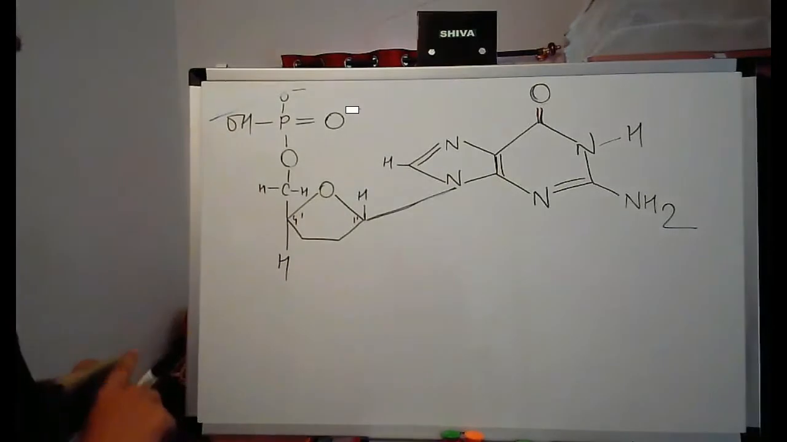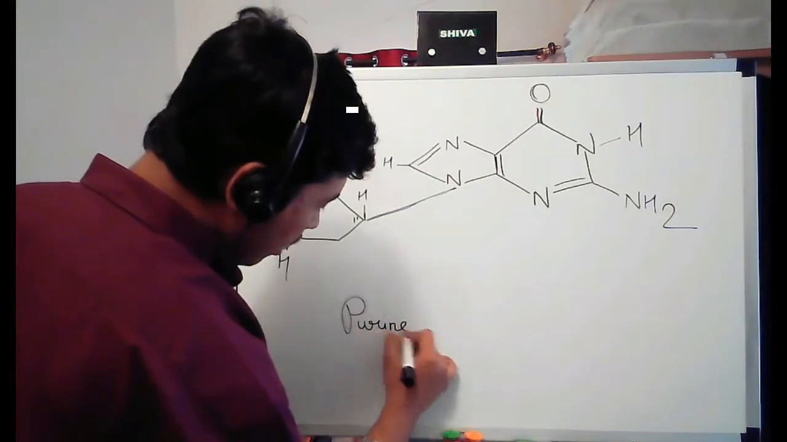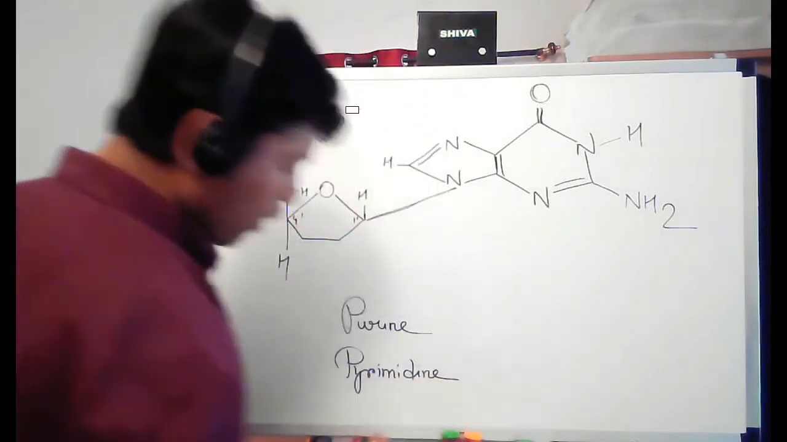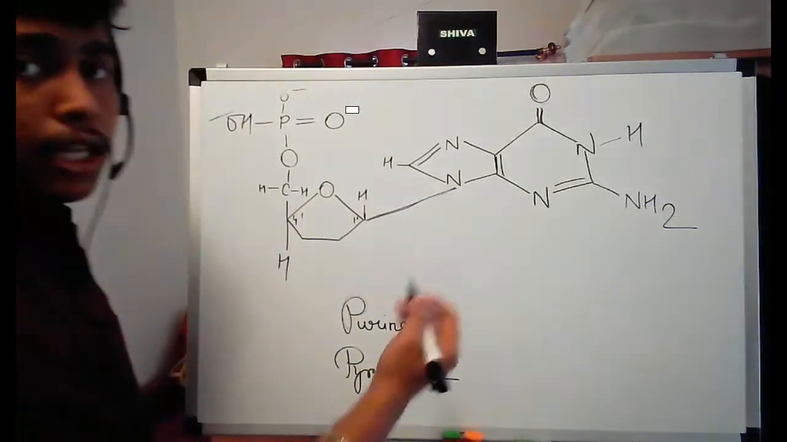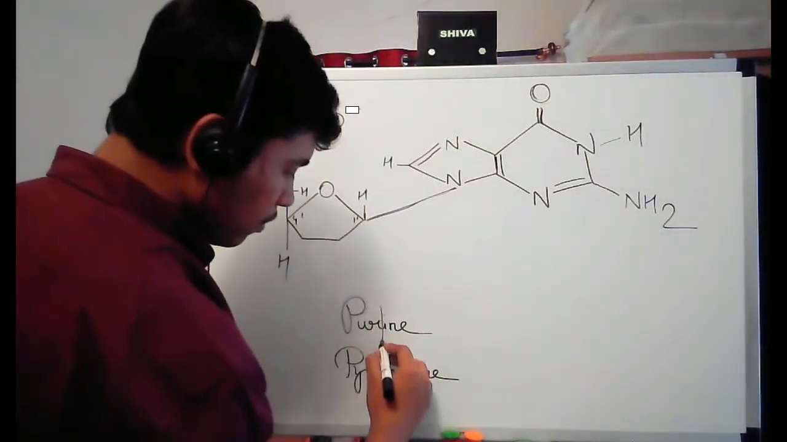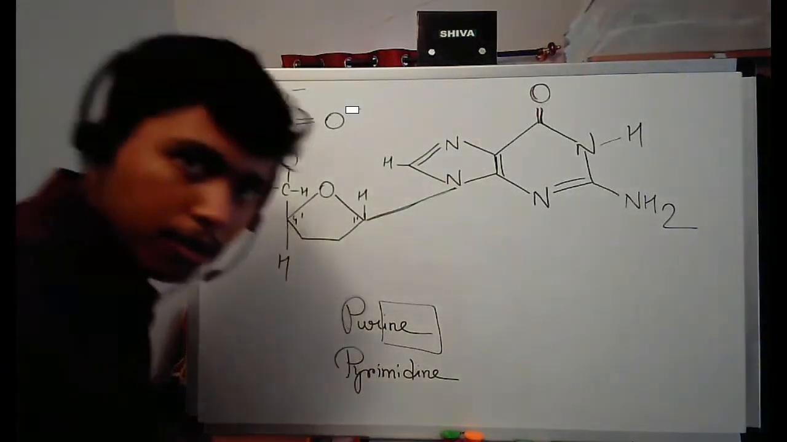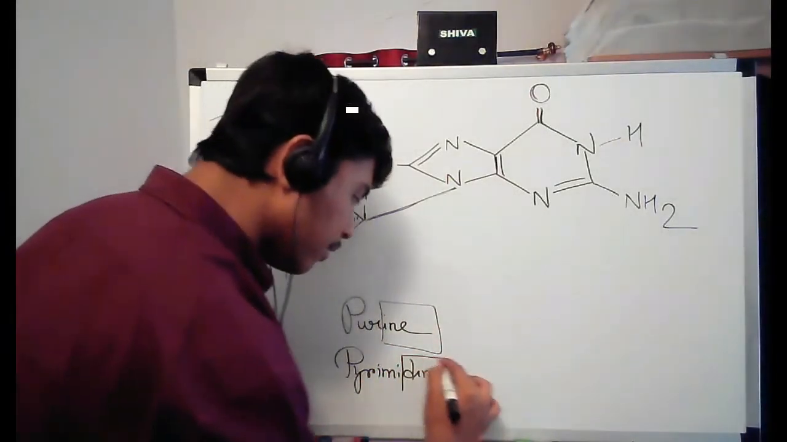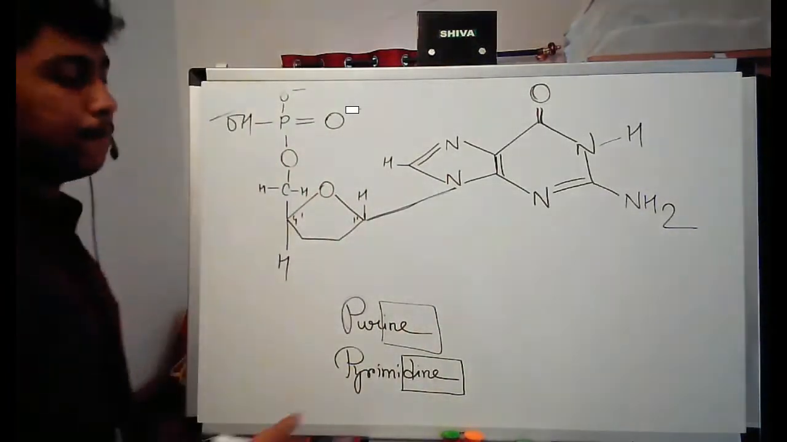Why cytidine? Because the parents are the purines and pyrimidines. The purines consist of adenine and guanine. Hence, when they are in this type of formation, they will take up the suffix ine from purine and become adenosine and guanosine. And then what about the pyrimidines? They will take the last suffix and become cytidine, thymidine, and uridine.